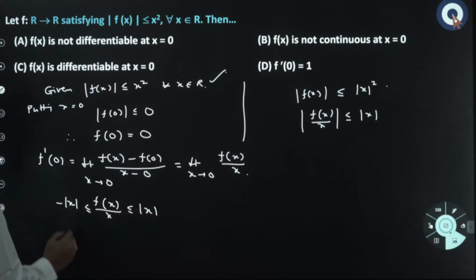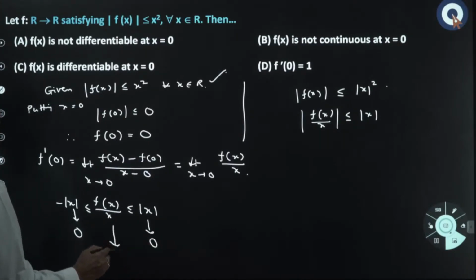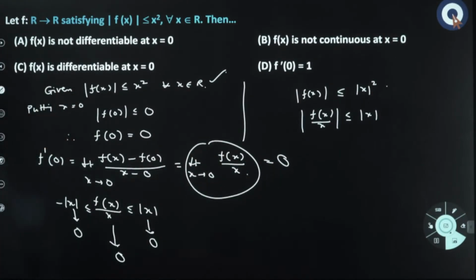Now, as x tends to 0, this goes to 0 and this also goes to 0. So, by Sandwich theorem again this goes to 0. So, therefore, the limit of this should go to 0. So, therefore, it is differentiable at 0. So, your option C is correct. f(x) is differentiable at 0.